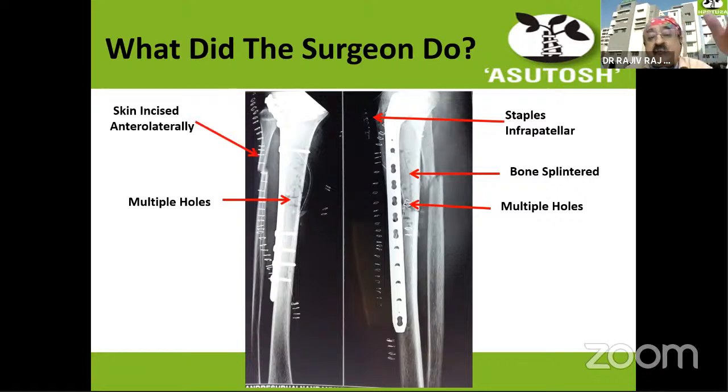Now, this is a full open incision that can be seen. And there is a drain put medially, if you see this very carefully.